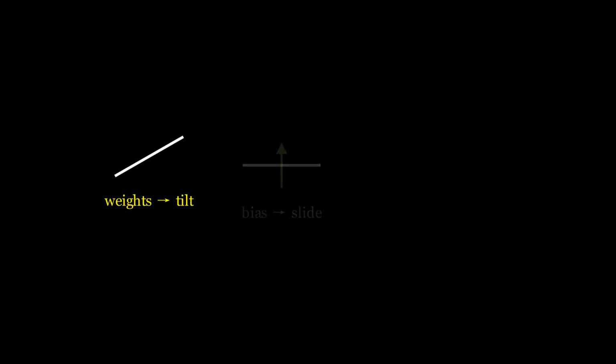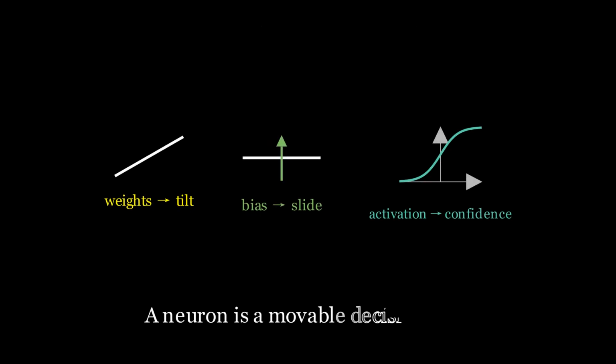So that's a neuron, geometrically. A weighted sum plus an activation is nothing more than a movable decision line. The weights tilt it, the bias slides it, and the activation turns the crossing into a confidence. Stack these lines together and you start bending space itself, which is exactly where we're headed next.